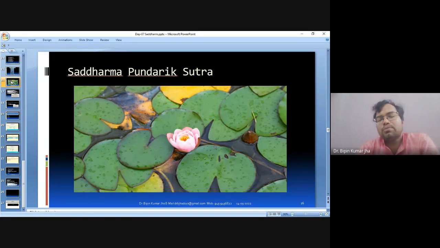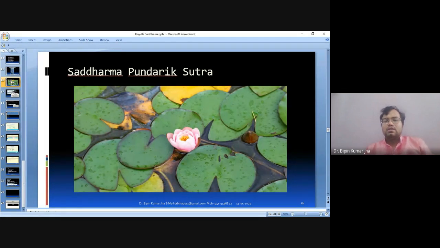Okay. Sadharma means when the attribute or quality is similar. Sadharma means similar attribute, similar quality. Like whom? Like Pundarika. Pundarika means the lotus.